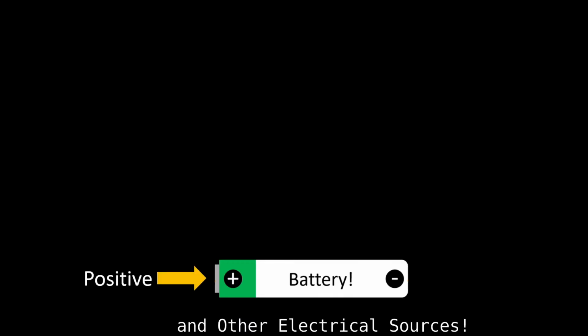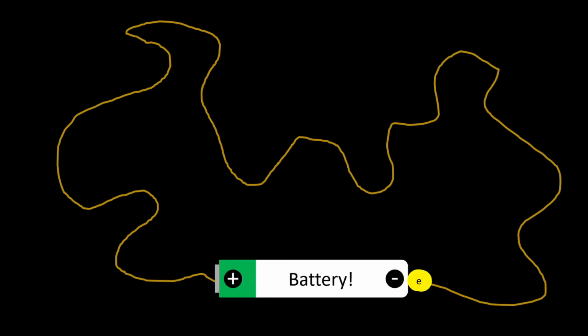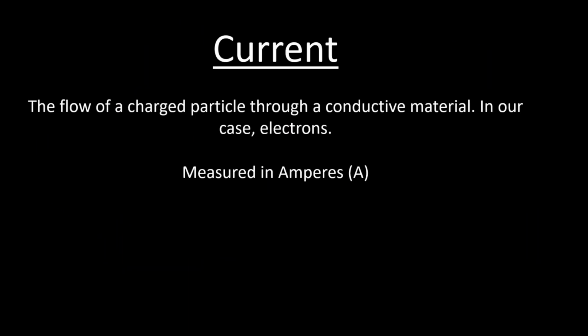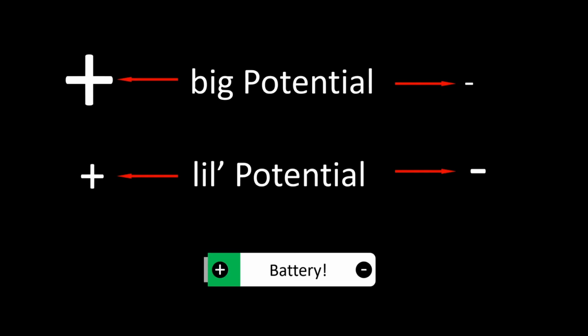Batteries have a positive and negative terminal. And if we connect those, electrons will flow from the negative to the positive side. We call this flow of electrons current. The difference in electrical charge between the sides of the battery is called a potential, which is measured in voltage.